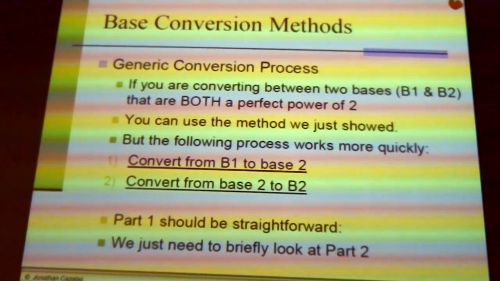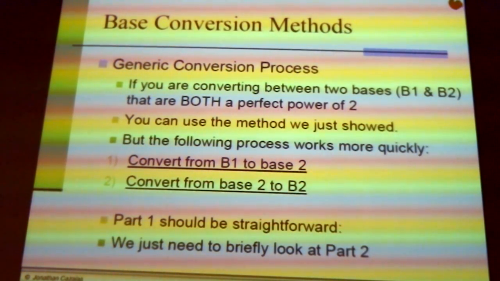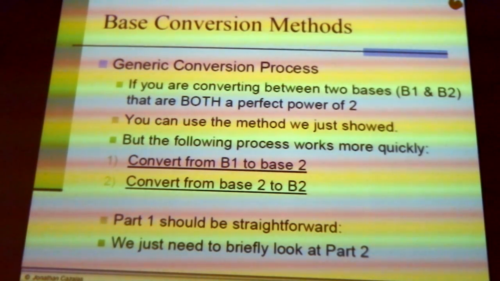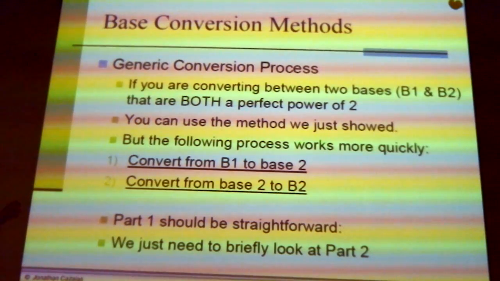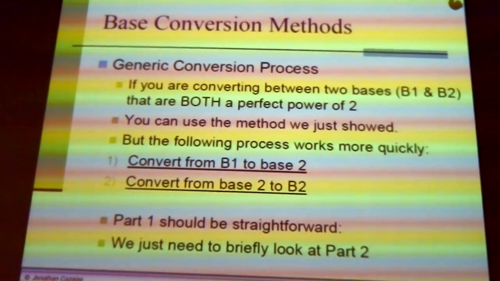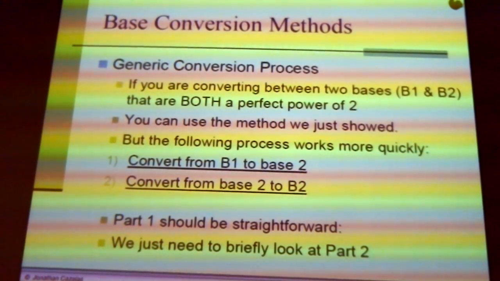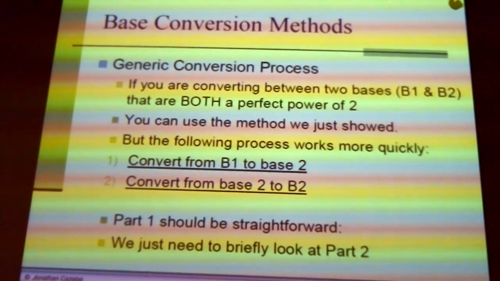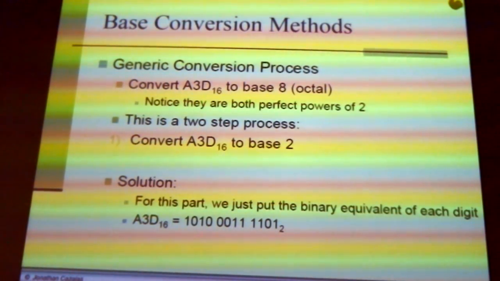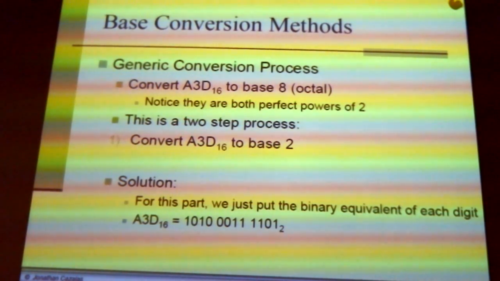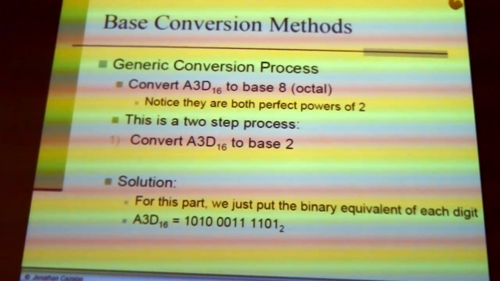If the two bases you're dealing with, these two numbering systems, are both a perfect power of 2, then instead of doing base 10 conversion, you can do base 2 conversion. It's pretty straightforward, using the same methodology. We're going to take this base 16 and convert it to octal.